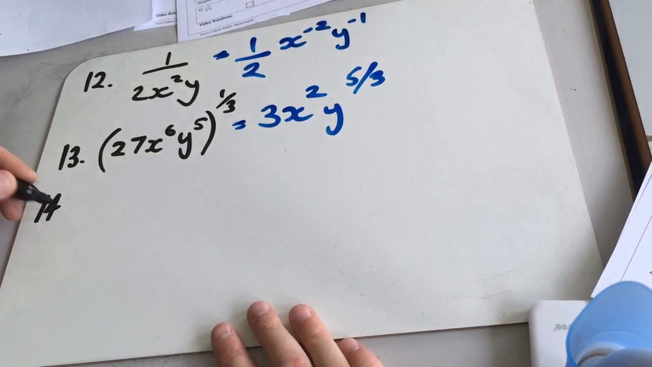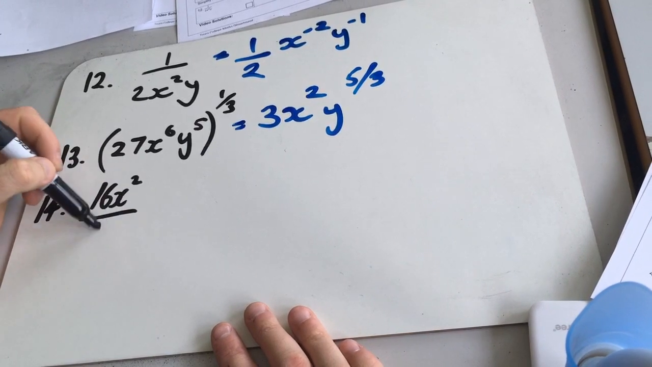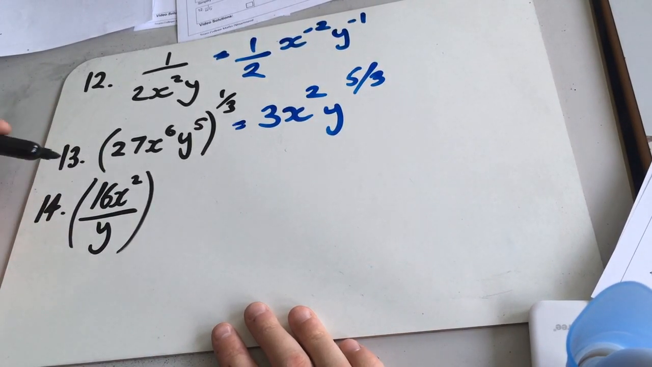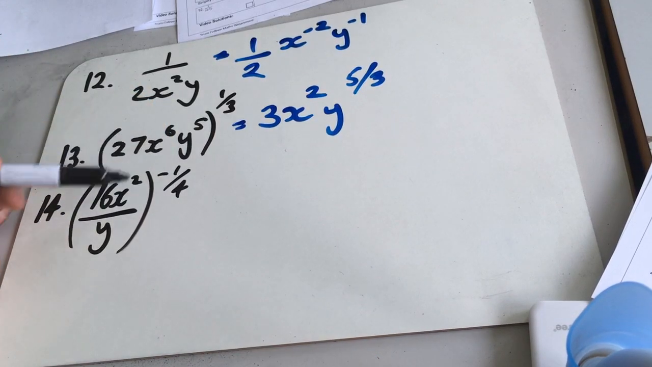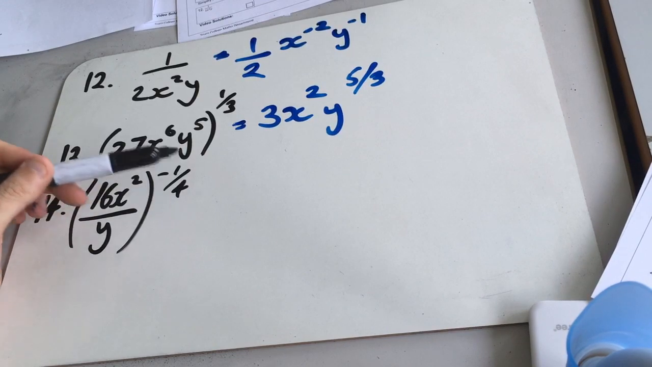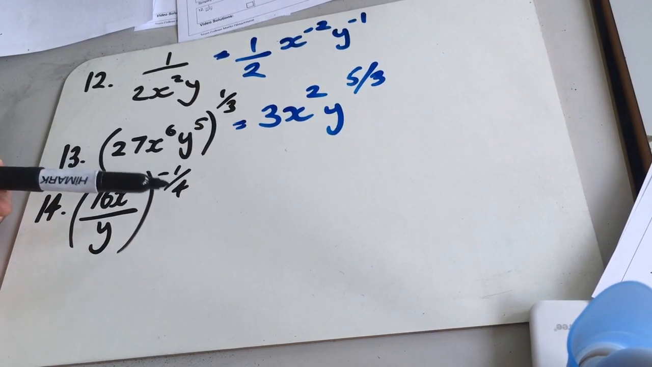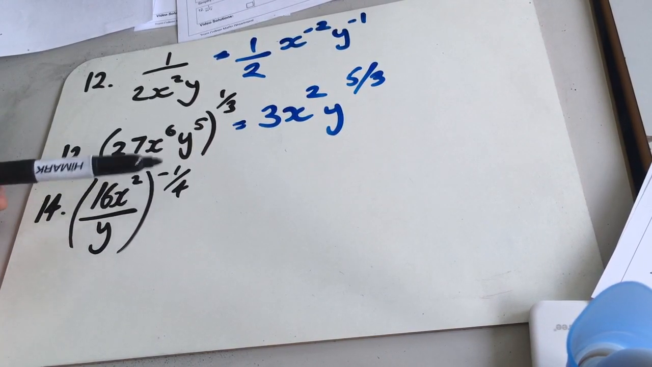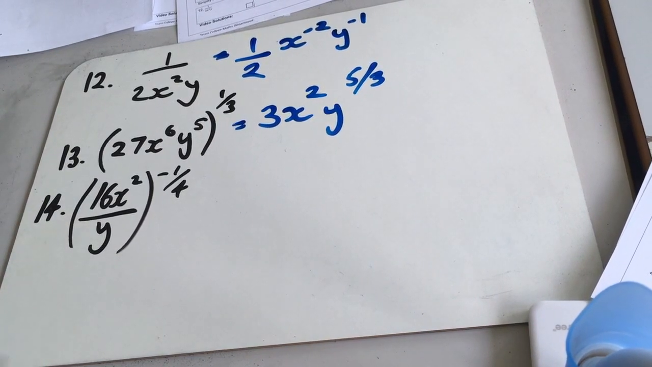Okay, question 14, last one. So we got 16x squared over y all to the power minus a quarter, which is similar to what we did last time. So we have to make sure every term here is brought to this power of minus a quarter. So again, we can pick the order. So we can either do the 4th root of everything first, or we can flip it using the reciprocal for that minus sign. So I think, let's get rid of the minus first and flip this fraction.